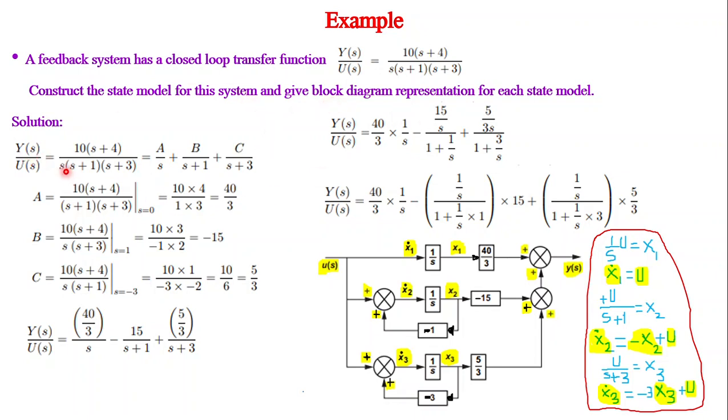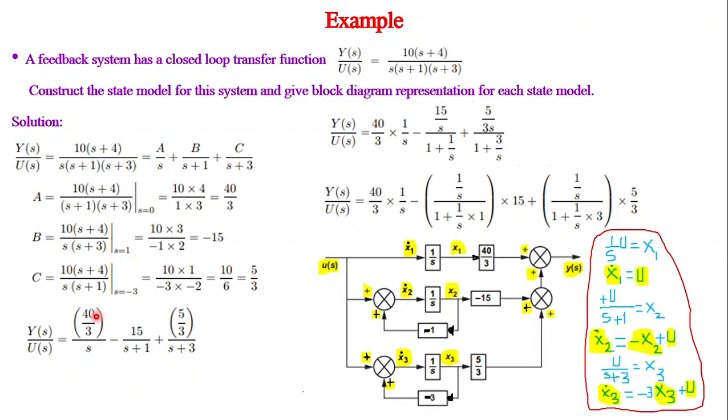This is done with partial fractions. Instead of C1, C2, C3, I have used A, B, C. The transfer function is expressed using partial fractions, and the partial fraction residues are determined. I think you can easily understand this. You can use your own method and find the residues. So the residues are 40 by 3, minus 15, and 5 by 3. Now you write y of s by u of s in proper form.